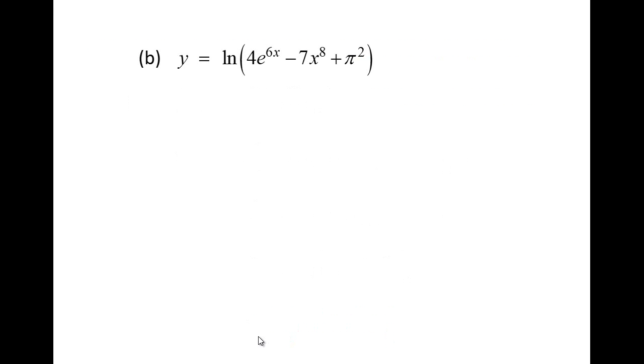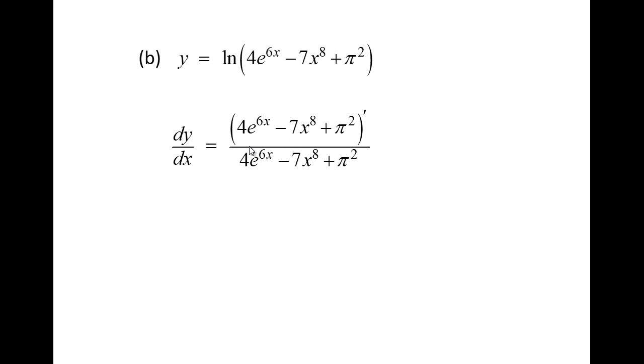Okay, let's find the derivative of y, which is equal to log of 4e^(6x) minus 7x^8 plus pi squared. Well, the derivative here would be, again, by one of the rules that I wrote down, the derivative of this guy divided by this guy. So it'll be the derivative of 4e^(6x) minus 7x^8 plus pi squared, divided by 4e^(6x) minus 7x^8 plus pi squared.